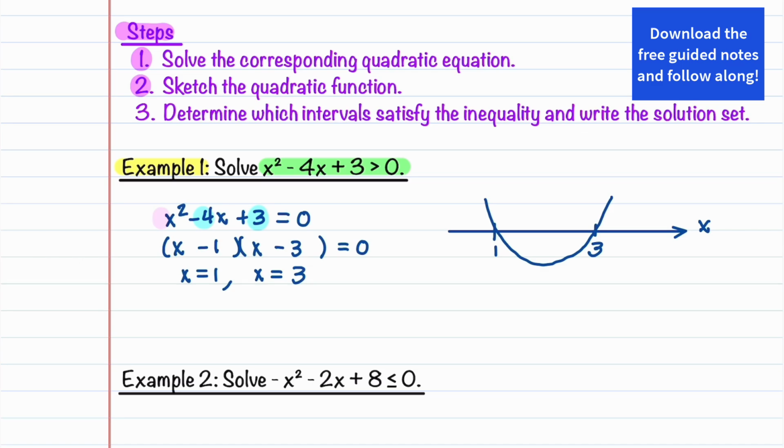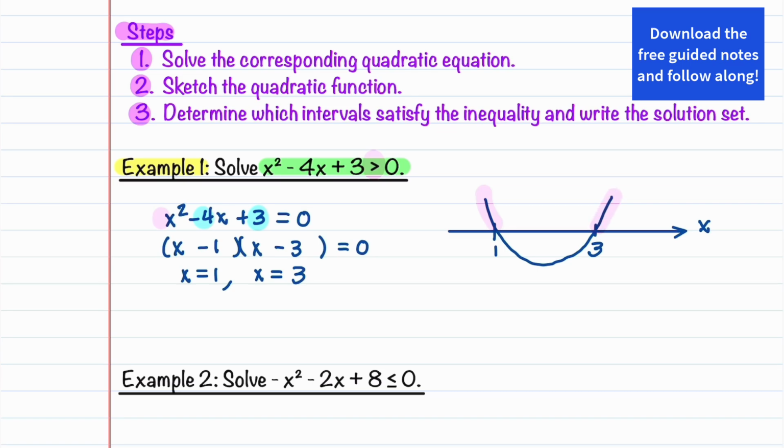Now let's look at our third step. The third step says that we want to determine which intervals satisfy the inequality and then write the solution set. Let's look back at our inequality now. Our inequality had a greater than sign in it. So that means that our quadratic function has to be greater than 0, which means it's going to lie above the x-axis, and that's going to happen in this region and in this region.